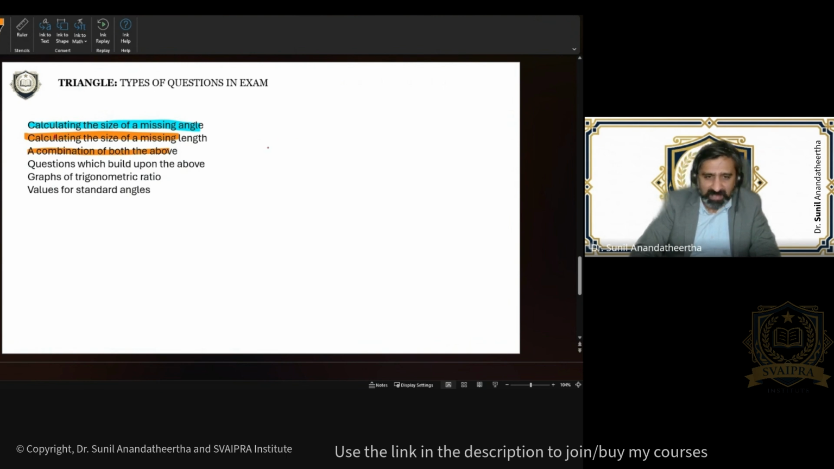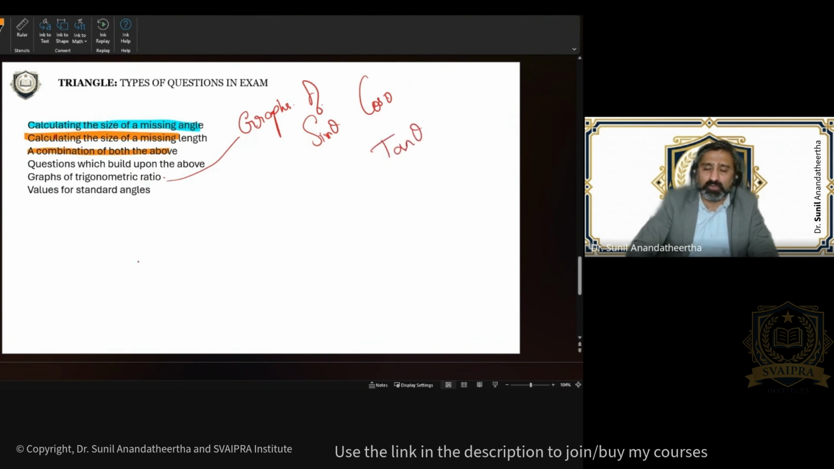detailed session anyway, right? Basically what you're going to see is the graphs of sine theta, cos theta and tan theta. So you're going to be looking at the graphs of all these three, and the values of standard angles. Standard angles are 0 degrees, 30 degrees, 45 degrees, 60 degrees, and 90 degrees.